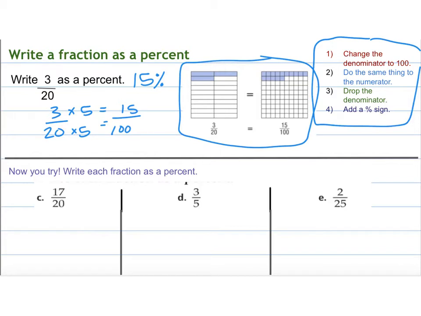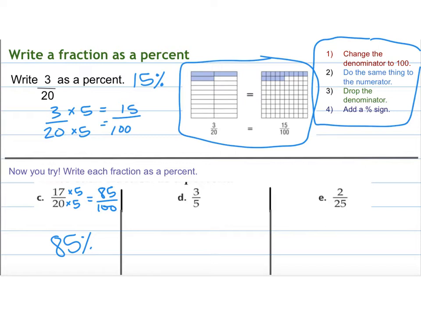Okay, so here's some for you to try if you're feeling comfortable. 17/20ths. Again, I know 20 times 5 is 100, so I'm going to multiply the top by 5. And 17 times 5 is 85. Bottom number 100. So now, since it's out of 100, like if I give you a test and I give you a percent, that percent is out of 100. So if you get a 90% on your test, you got 90 out of 100. So in this case, 85/100ths would be 85%.